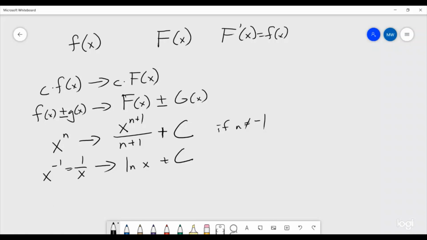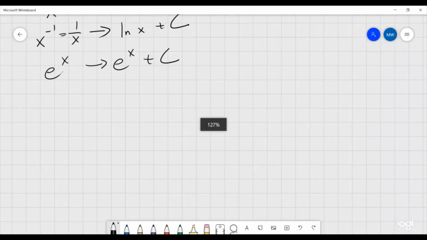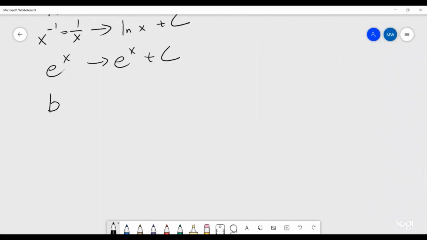Let's see, we got e to the x goes to e to the x plus a constant. We got b to the x. That'll just go to b to the x divided by the natural log of b.